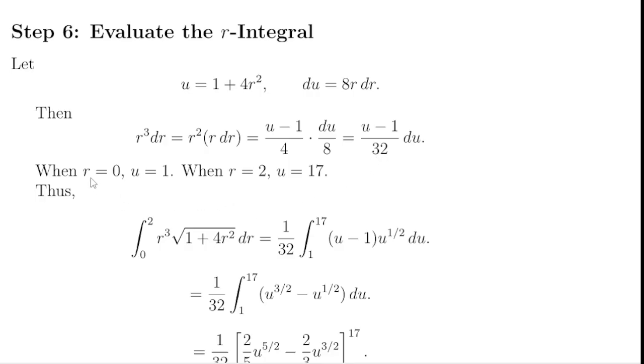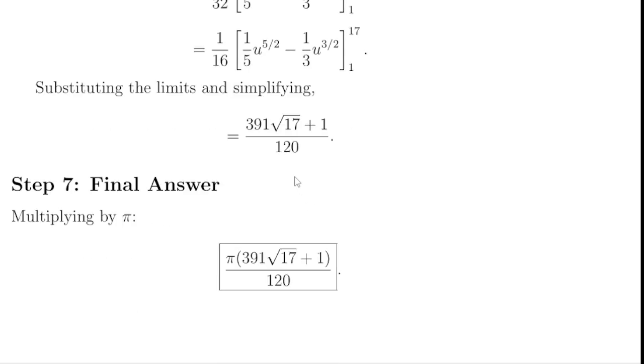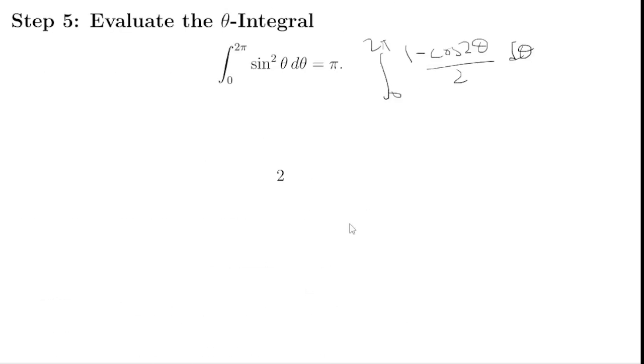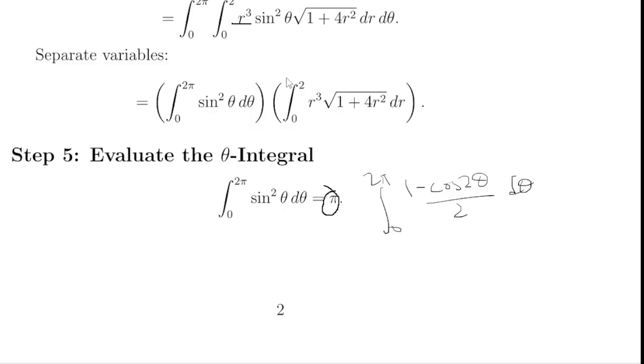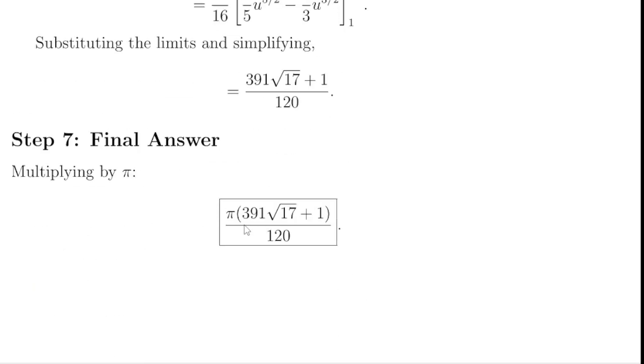Then we change the limits. We had the limits going from 0 to 2. When r is 0, that goes away and we're left with u equal to 1. When r is 2, we have 1 plus 4 times 2 squared, which is 17. So we plug that in, and we get 391 root 17 plus 1 over 120 for that integral. But we need to multiply it by the other integral, the one we solved first, which gave pi. So the final answer is pi times the quantity 391 times square root of 17 plus 1, all over 120.